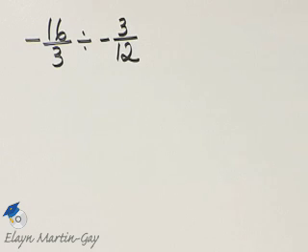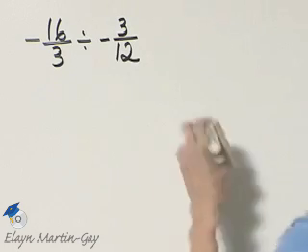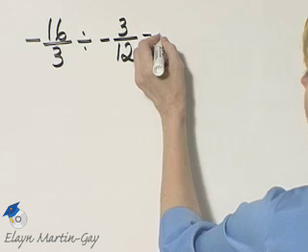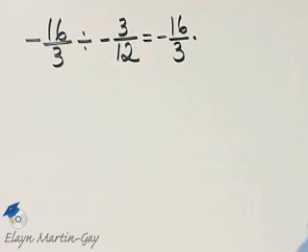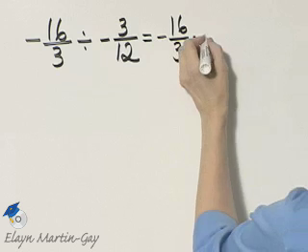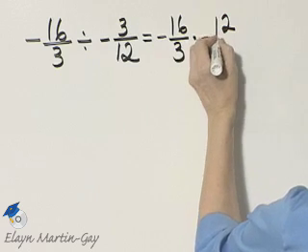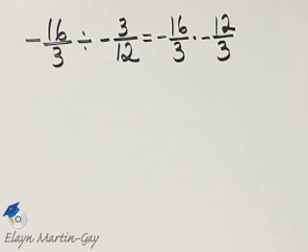Here we are dividing two fractions. Remember how you divide. It is the first fraction, negative 16 over 3, times the reciprocal of the second fraction, negative 12 over 3. Now, by the way, there's many ways you could approach this problem.